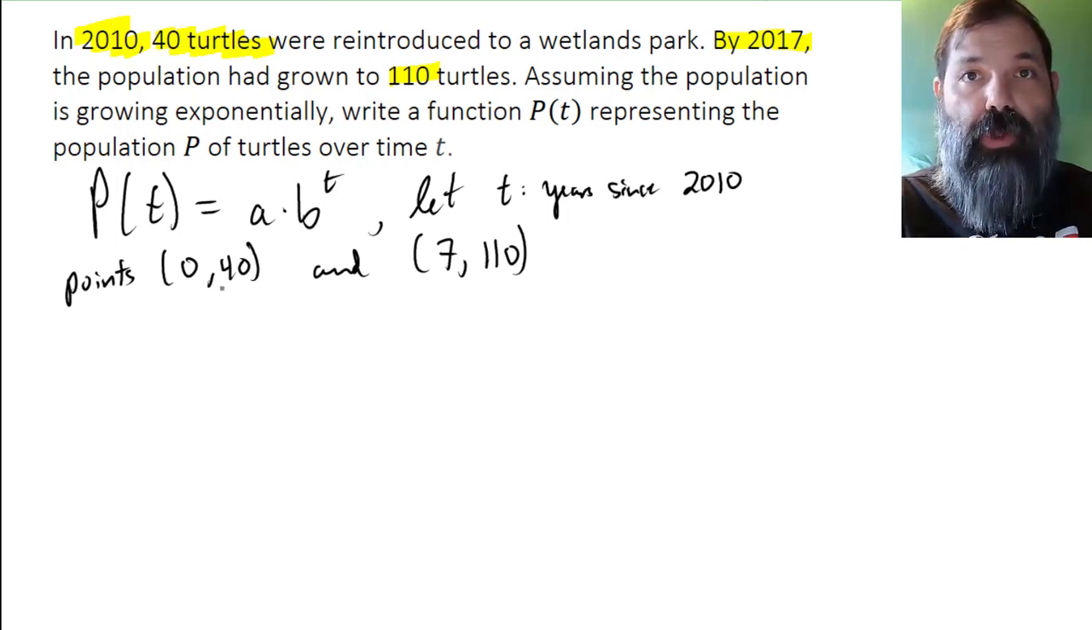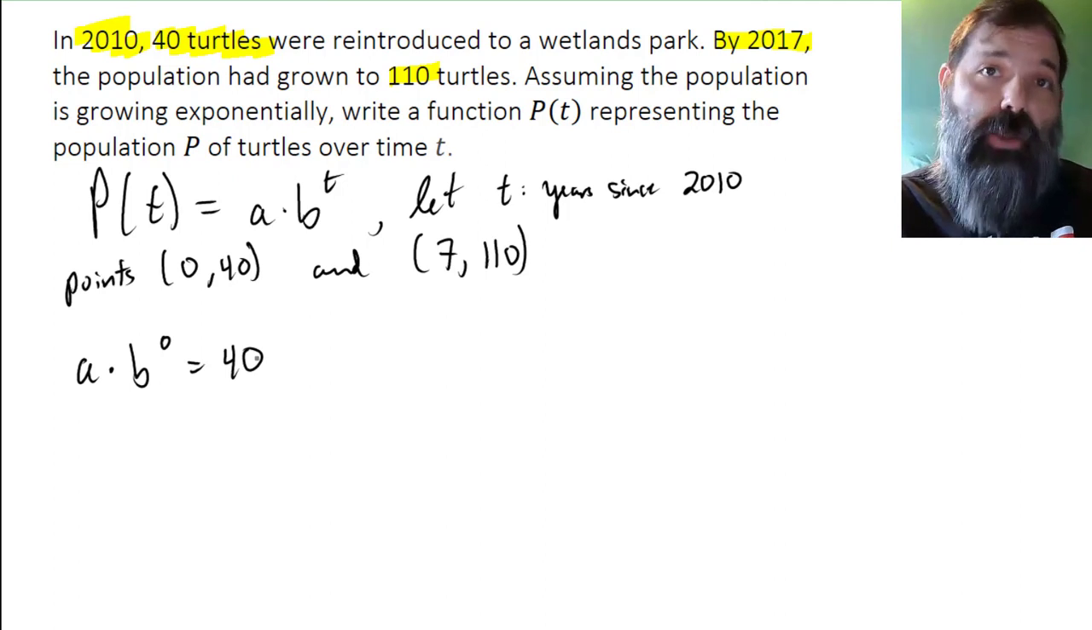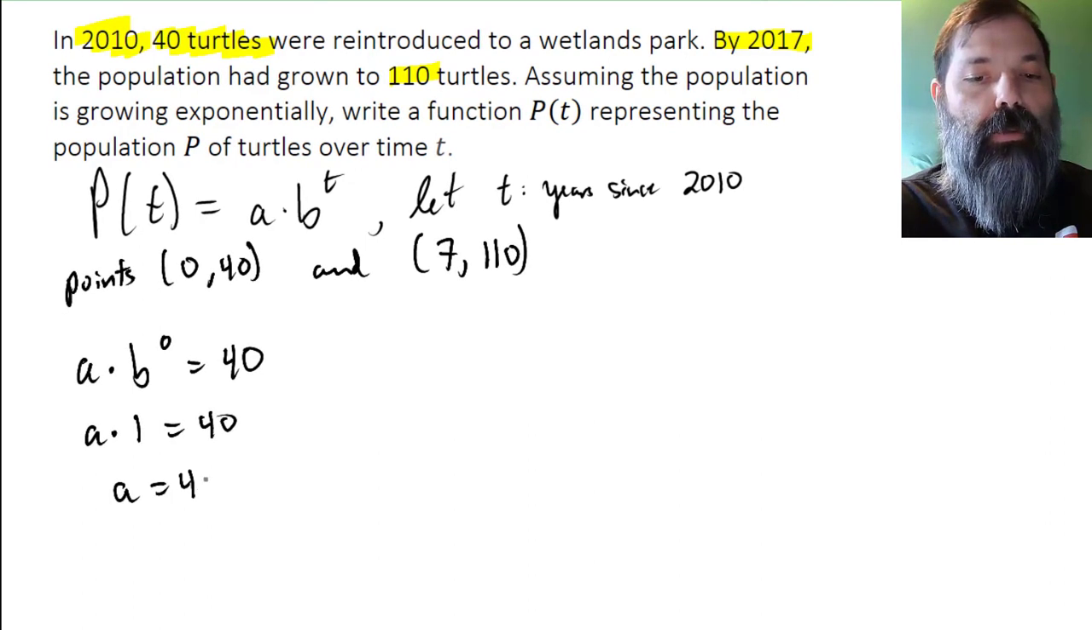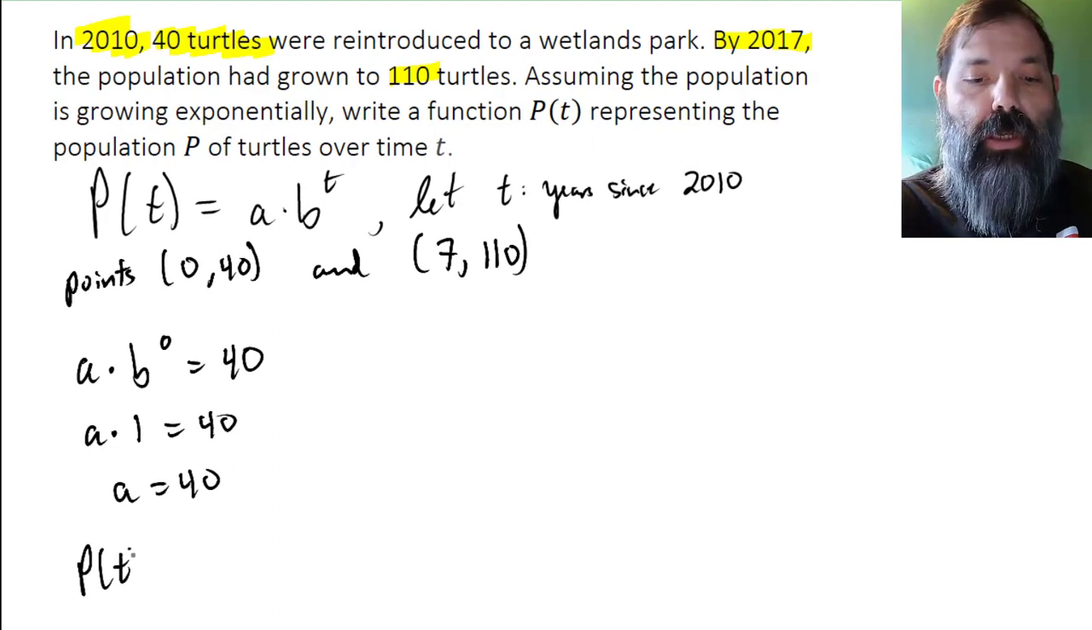So first, let's use the point 0, 40. That means when t equals 0, the population is 40, and so letting t equal 0, a times b to the 0 would equal 40. Recall that raising any non-zero number to the 0 power is 1, and so we have a times 1 is 40, and so a is 40. So we now know that the function takes the form p of t equals 40 b to the t.